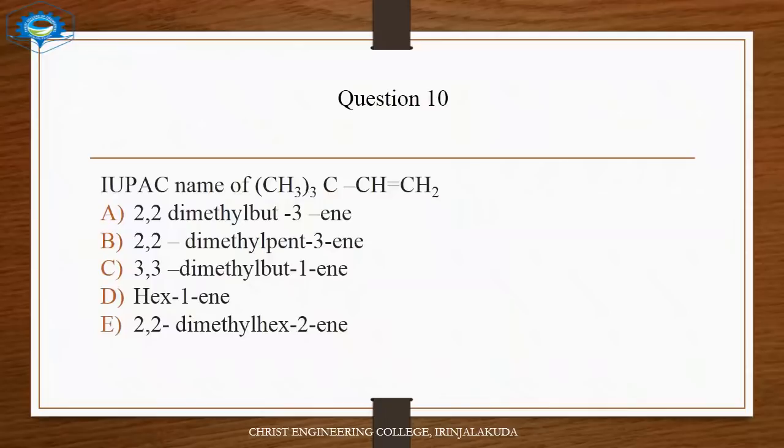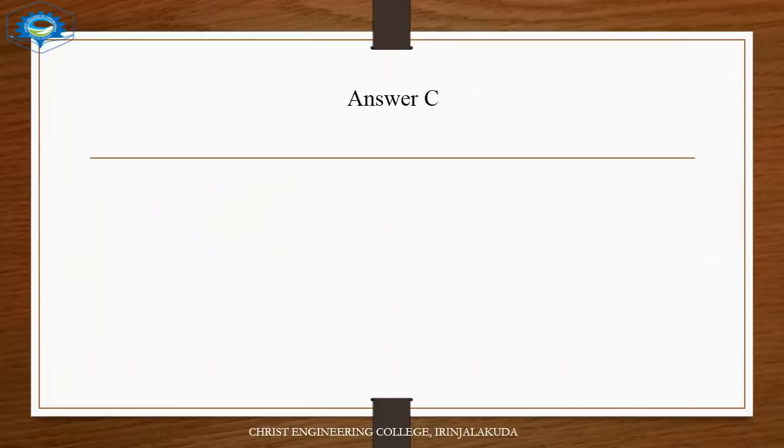Question 10. What is the IUPAC name of CH3-C(CH3)2-CH=CH2? Option A: 2,2-dimethyl but-3-ene. Option B: 2,2-dimethyl pent-3-ene. Option C: 3,3-dimethyl but-1-ene. Option D: hex-1-ene. Option E: 2,2-dimethyl hex-2-ene. The answer is C.